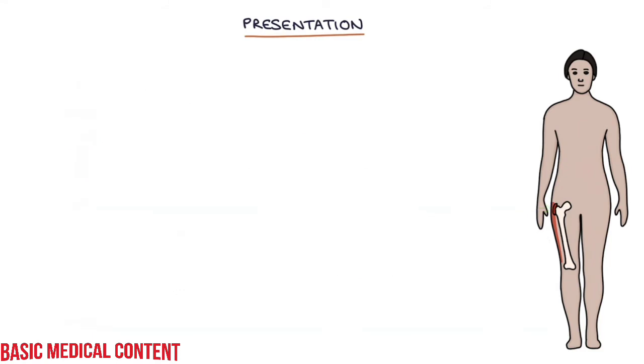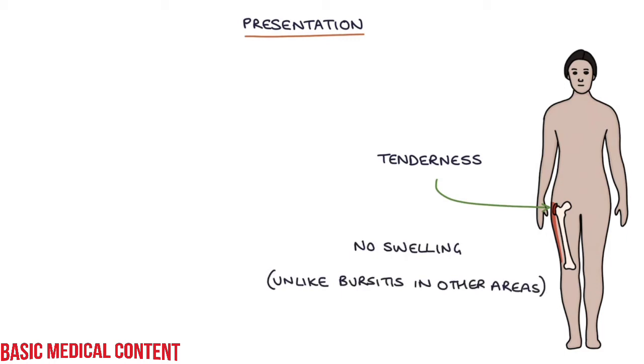On examination, there is tenderness over the greater trochanter on the outside of the hip. There's not usually any swelling, unlike bursitis in other areas, for example, olecranon bursitis, where there can be quite a lot of swelling at the elbow joint.